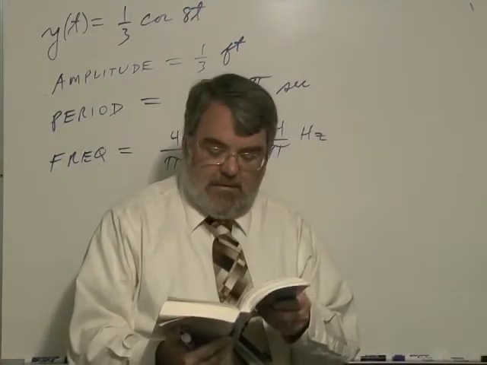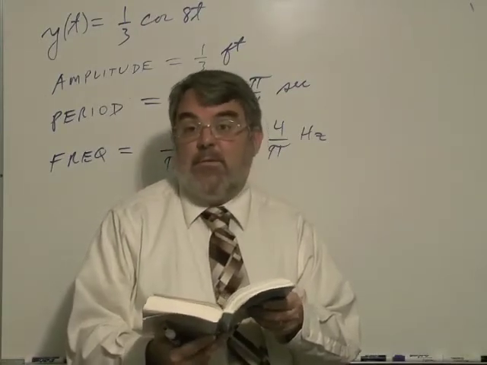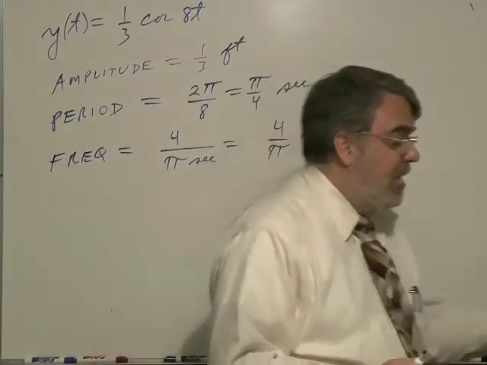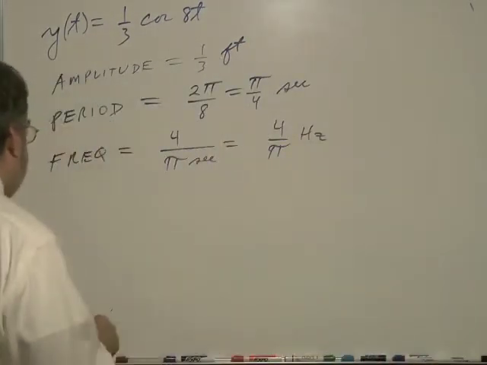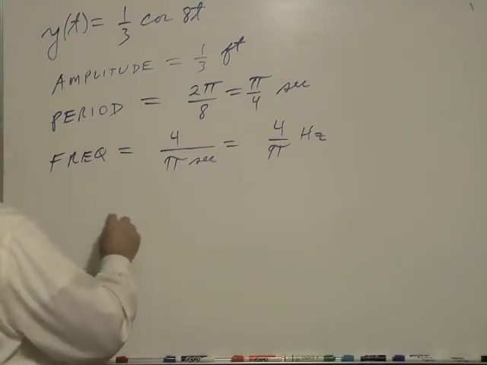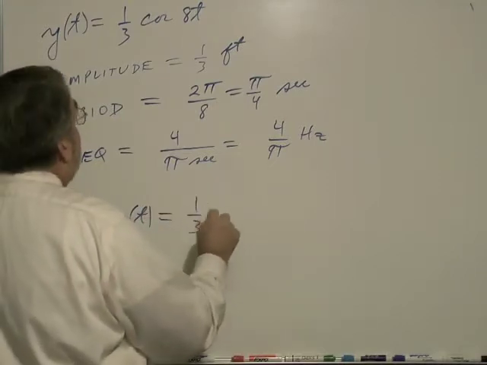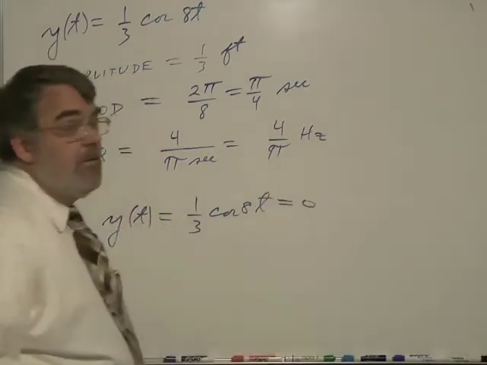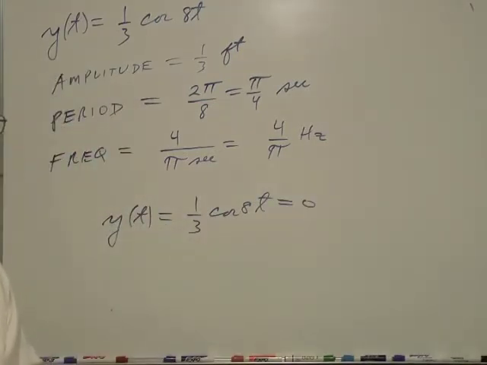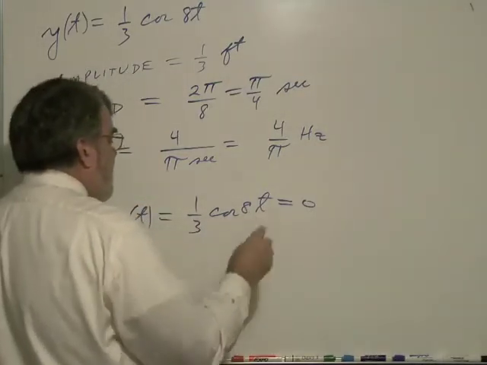We had one other question to answer. With what velocity will it cross the equilibrium position? Okay, with what velocity will it cross equilibrium? So the position, where is this position equal to equilibrium? It's where this position equals 0. In other words, equilibrium is where the position is 0. So solve for t here.